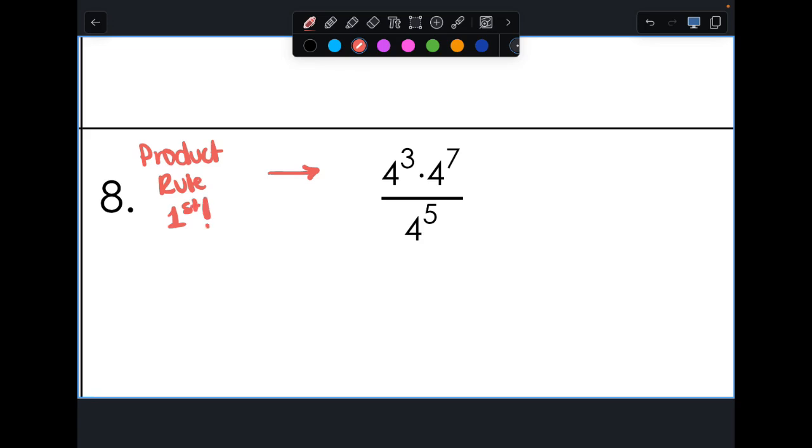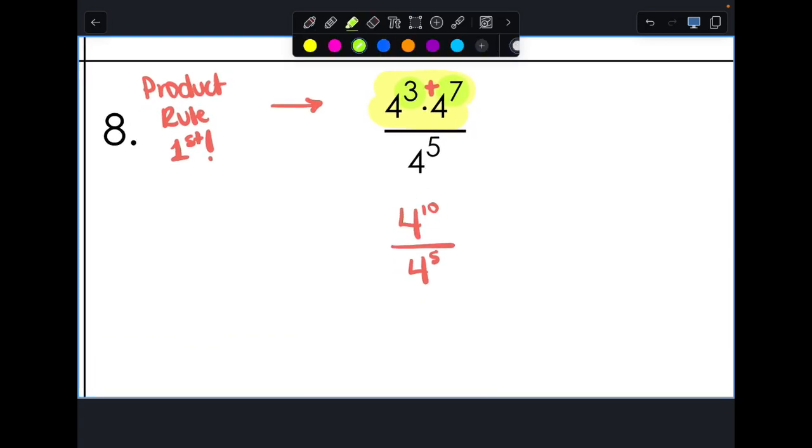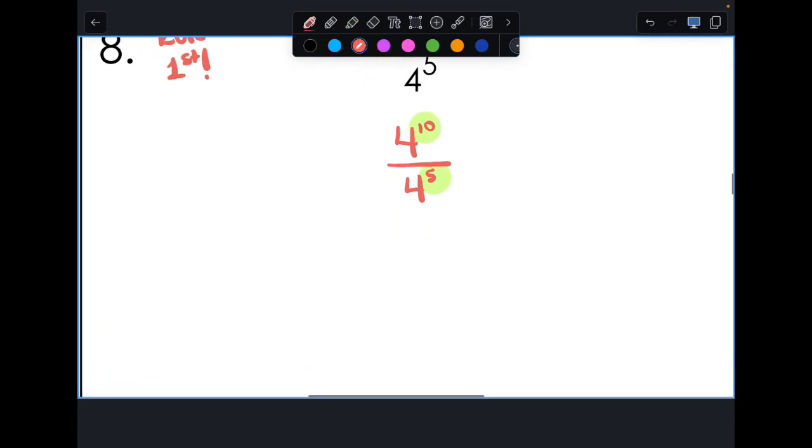So you must apply the product rule first. Okay, the product rule tells us to do what? When you're multiplying two bases, what do you do with the exponent? You add them. So 3 plus 7 is? Bring down 4 to the 5th. Now you have one single fraction. What do you do with the exponents? Subtract. So 4 to the power of 10 minus 5 is 4 to the power of 5. Now, yes, you can simplify it further by putting that in the calculator, but you don't have to.